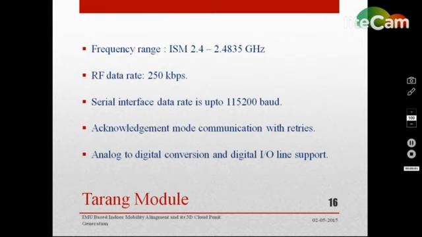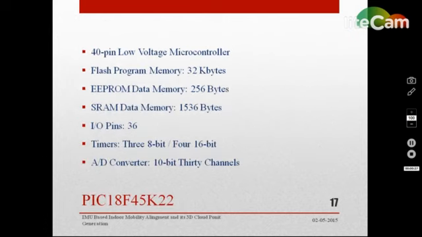An RF transceiver here uses a terrain model which has a frequency range of about 2.4 to 2.48 GHz, and an RF data rate of about 250 kbps. The serial interface data rate is about 115,200 baud, an acknowledgement mode of communication is used, and analog to digital conversion and digital I/O lines are supported.